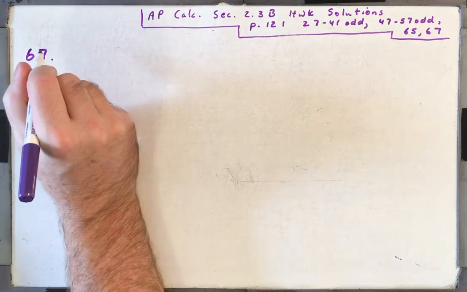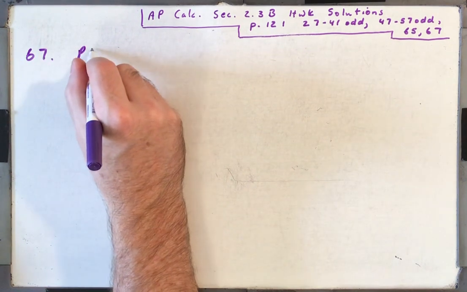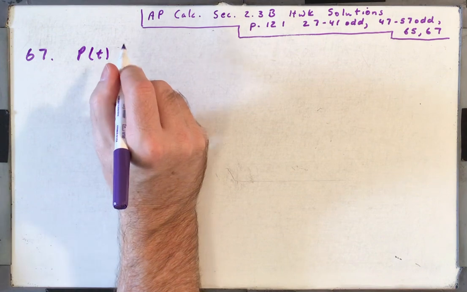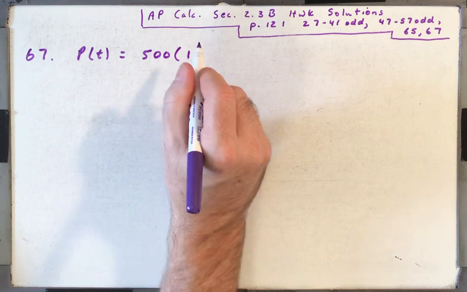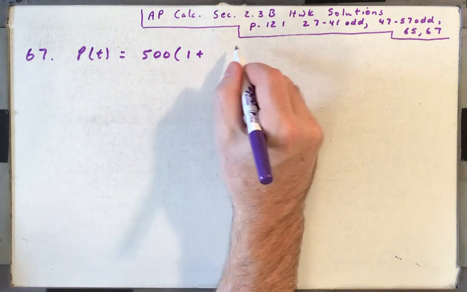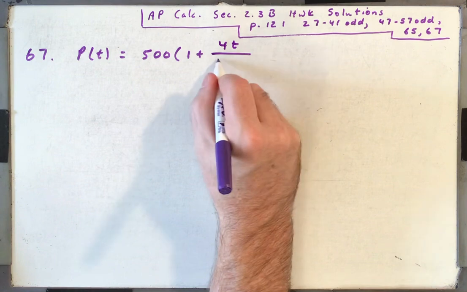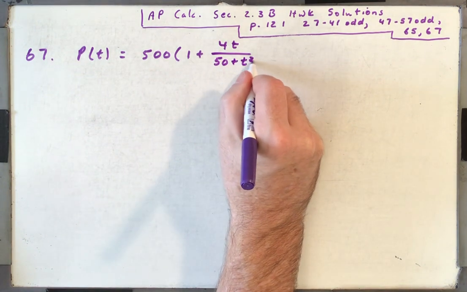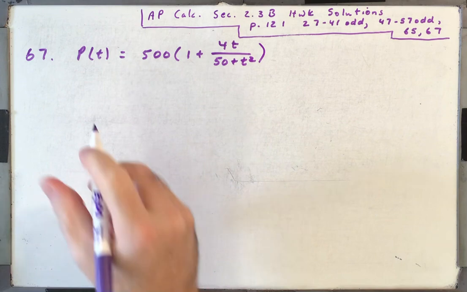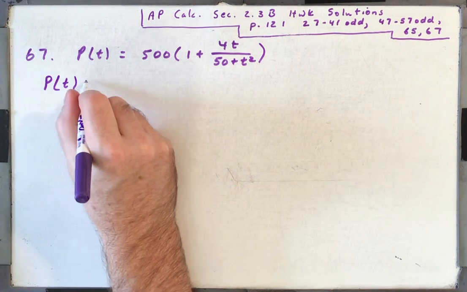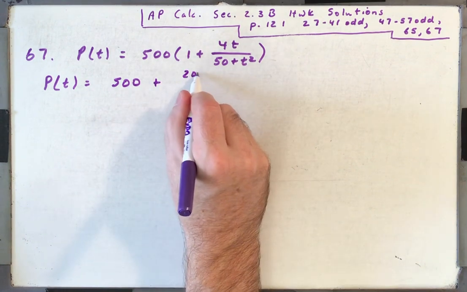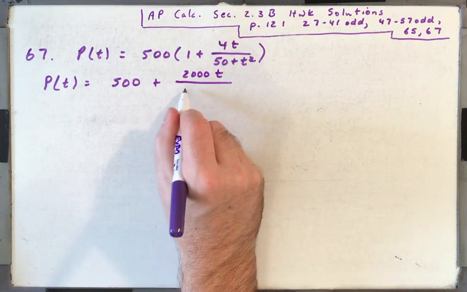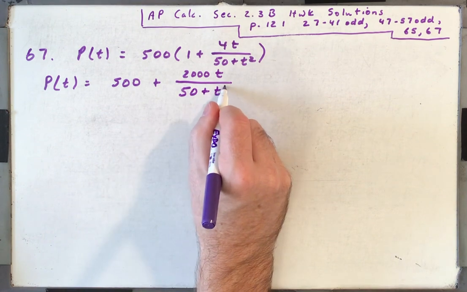Finally, number 67, we have P of t is equal to 500 times 1 plus 4t over 50 plus t squared. Okay, let's go ahead and distribute the 500. So that would be 500 plus 2000t over 50 plus t squared.